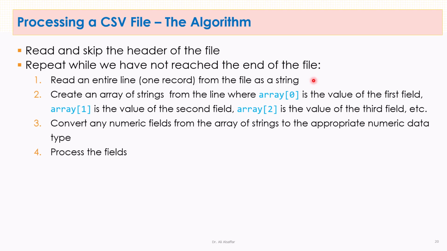So in step 2, we are going to create an array of strings from the line that we have read in step 1, where array 0 will be the value of the first field, array 1 is the value of the second field, array 2 is the value of the third field, and so on. In other words, the line that we have in step 1, we are going to split into many strings. Each field will be saved into a separate string. So we are going to have an array of strings.